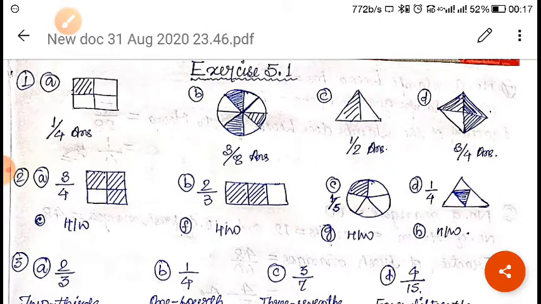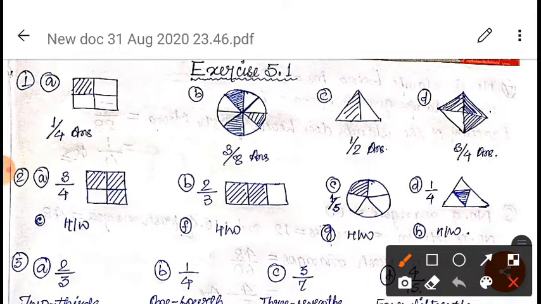Now we will start with exercise 5.1. In exercise 5.1, the first question asks us to write the fractions representing the shaded part in the figure. Means whatever the shaded part is there in the figure, we have to represent it as a fraction.